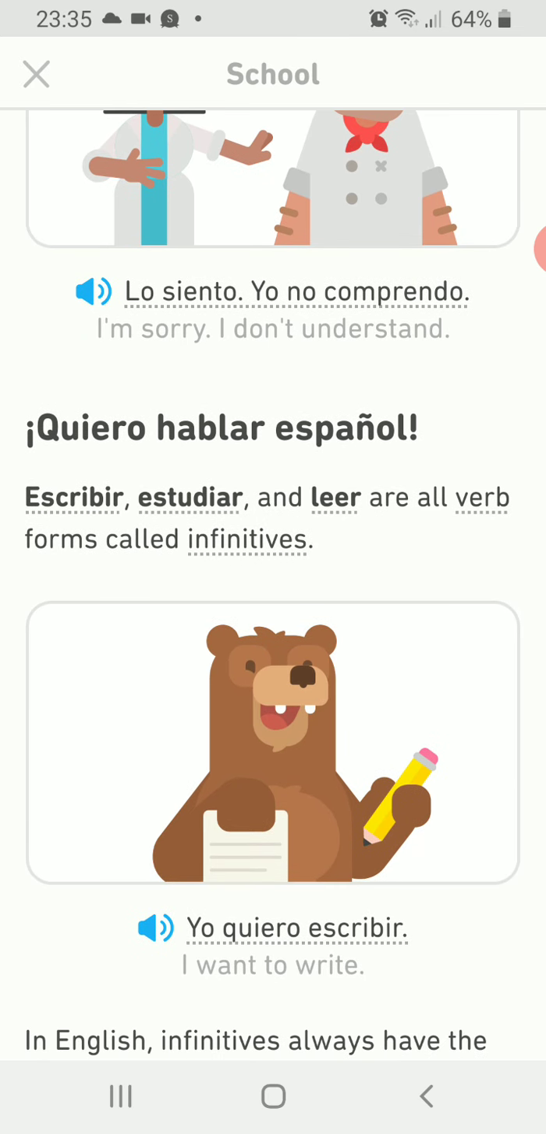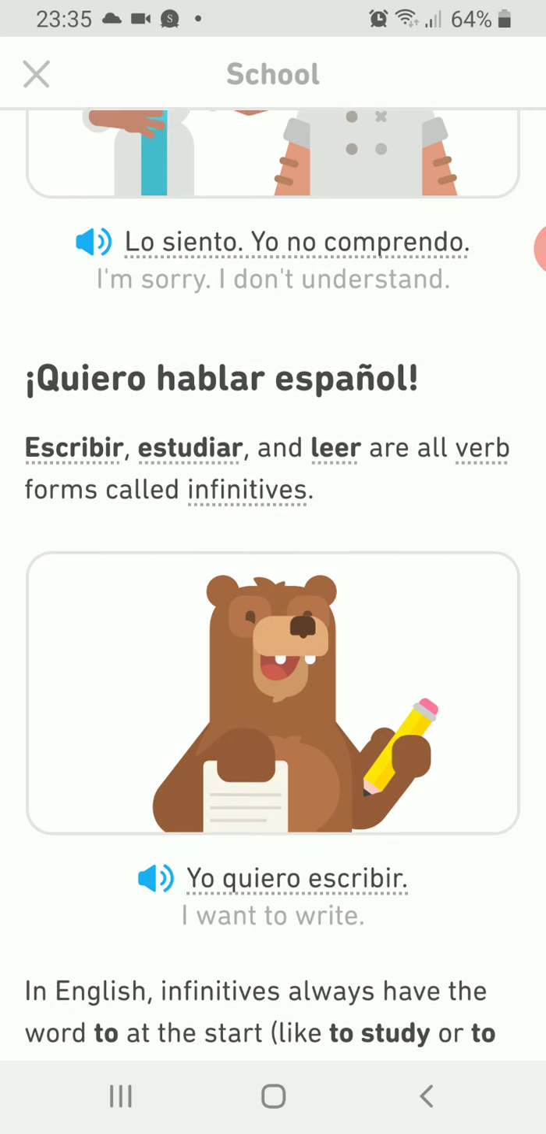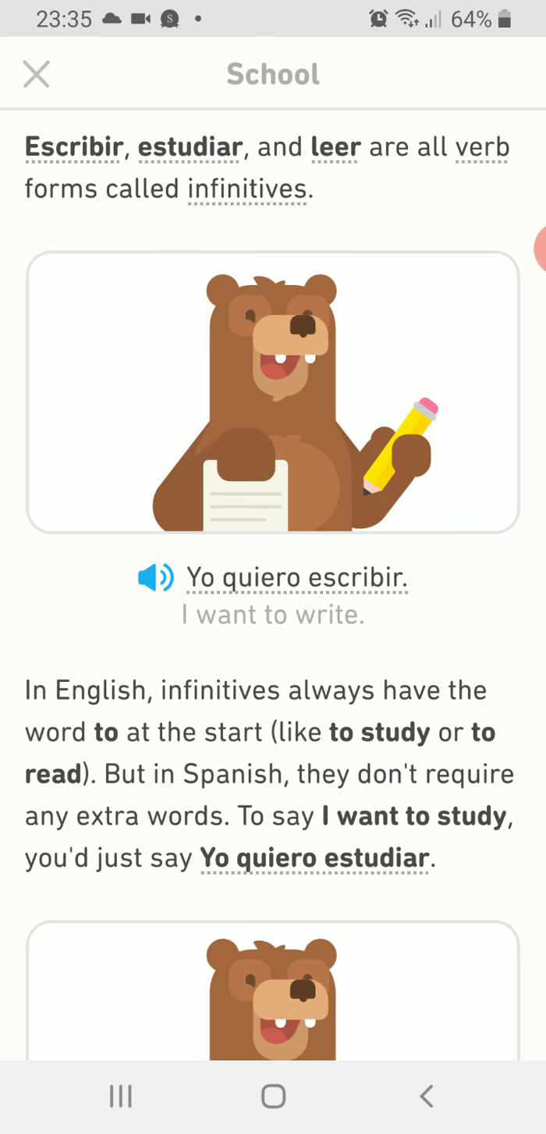Escribir, estudiar, and leer are all verbs in a form called infinitives. So they are infinitive verbs, in the infinitive form, if you want. Escribir is to write, estudiar is to study, leer is to read. Yo quiero escribir. So it's escribir because the B sounds sometimes like a V.